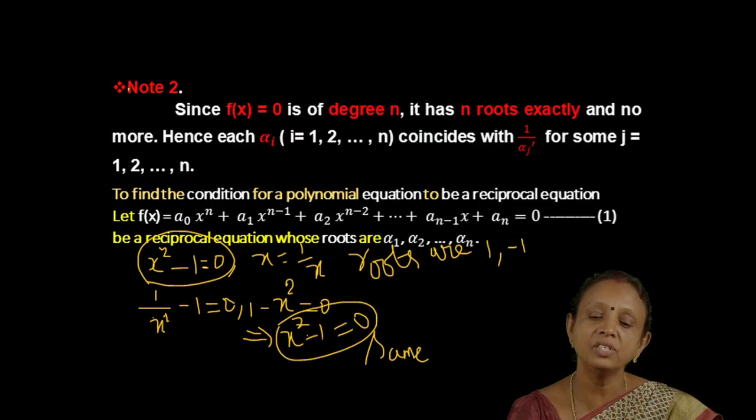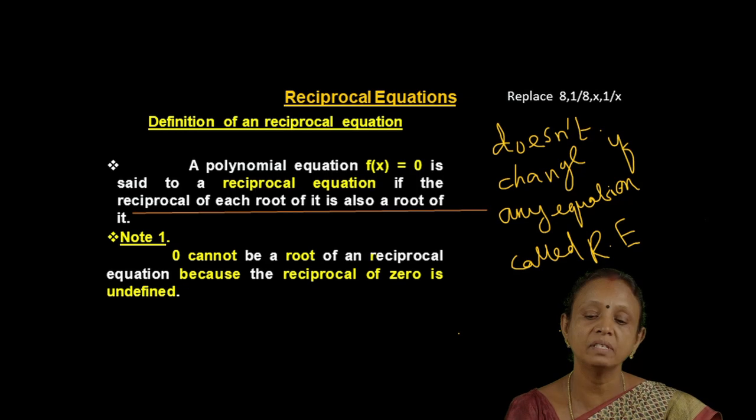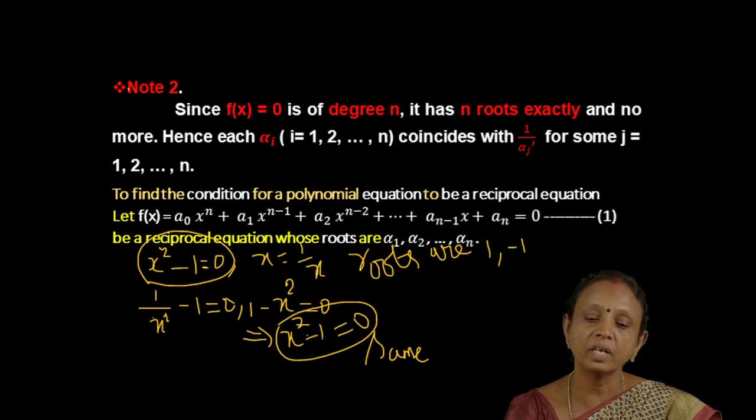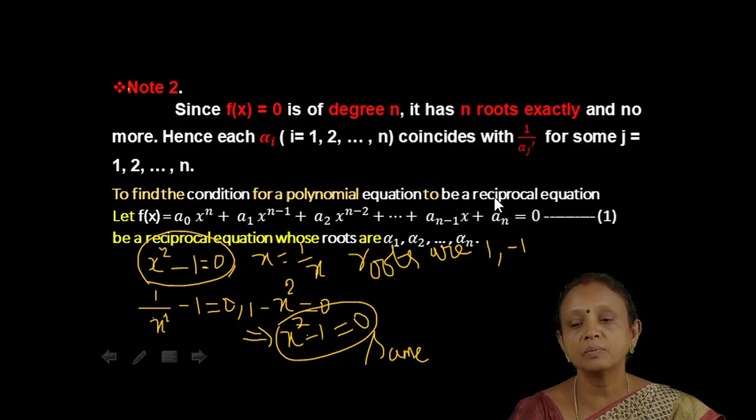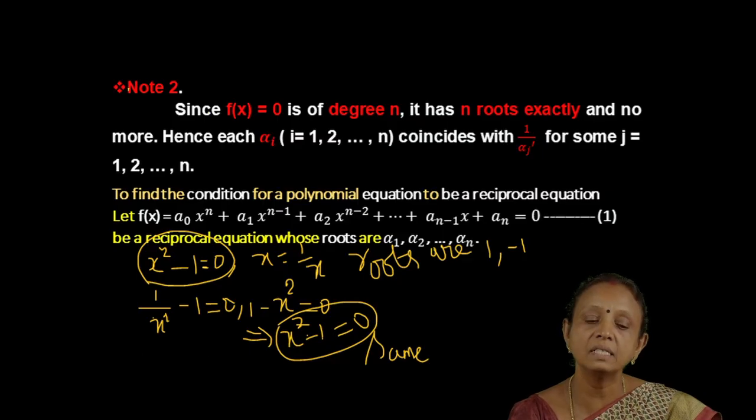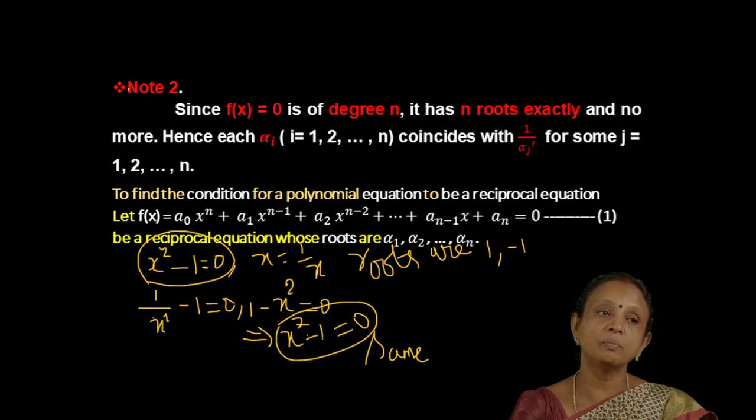And hence, each root alpha i coincides with 1 by alpha i, because previously I said if you put x as 1 by x, those equations will remain the same. So here also, when you take an equation of degree n with exactly n roots, alpha i coincides with 1 by alpha i for some j equal to 1 to n. If these things happen, what is the condition of the polynomial equation? The condition for the polynomial equation to be a reciprocal equation.